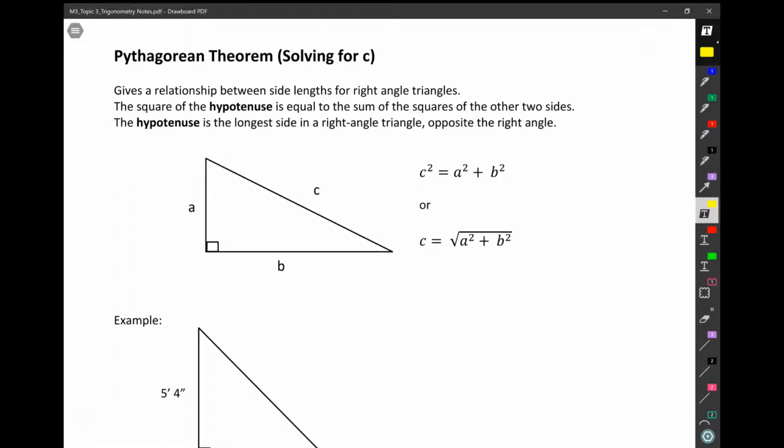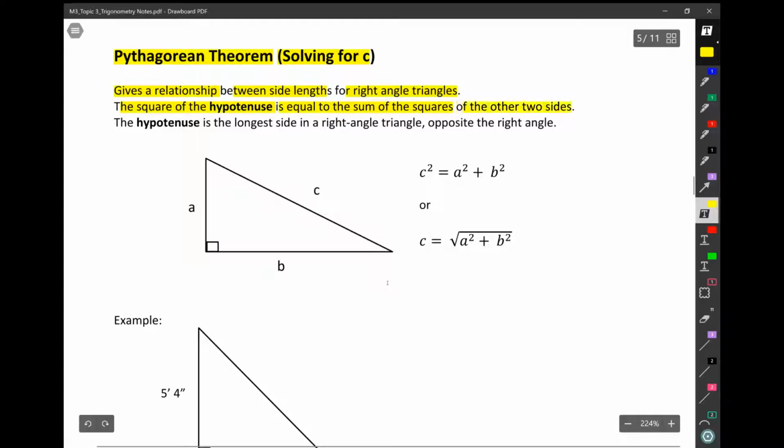Hi, in this video we'll be looking at Pythagorean Theorem, solving for side C. So Pythagorean Theorem gives a relationship between side lengths for right angle triangles. And it says that the square of the hypotenuse is equal to the sum of the squares of the other two sides. And the hypotenuse is the longest side in a right angle triangle, opposite the right angle.